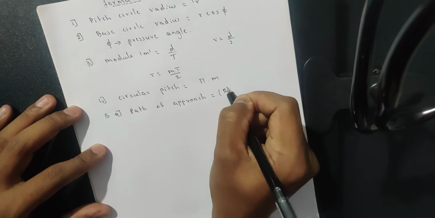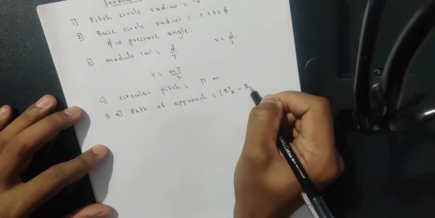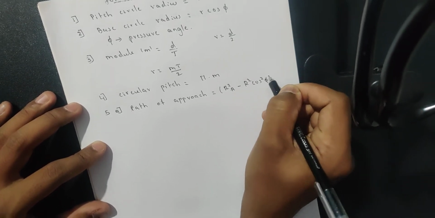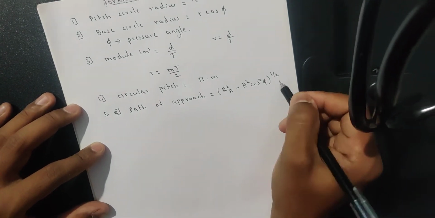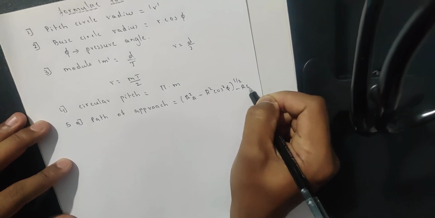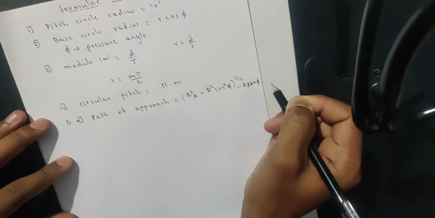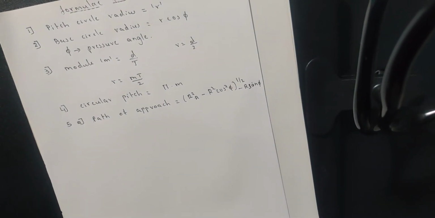This is (R square a minus r square cos square phi) raised to the power 1 by 2, minus r sine phi. So this is the formula for the length of path of approach.